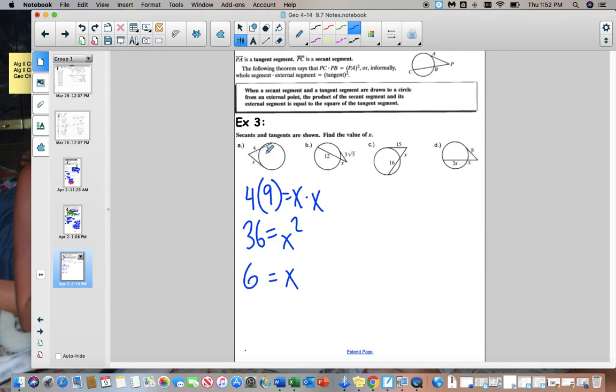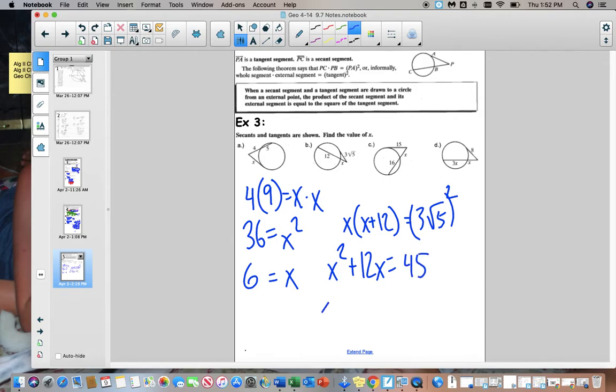In this one, we have a secant and a tangent. So we have x times x plus 12 equals 3 square root of 5 squared. So it's x squared plus 12x equals 45. x squared plus 12x minus 45 equals 0. x, I think it's 15 and negative 3.